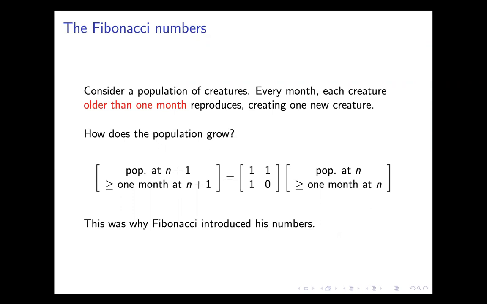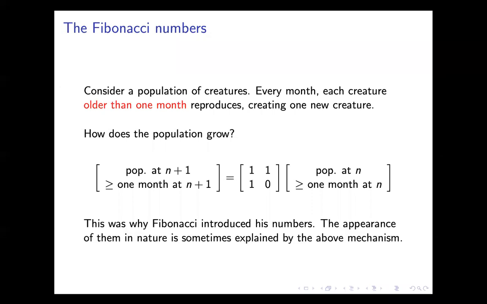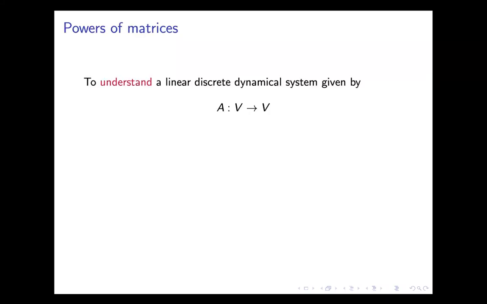People had been working with honey for a long time already, and so he knew about this count. You need to know how quickly the bee colonies will grow. So we have reduced the problem to matrices. In order to understand a linear discrete dynamical system given by this linear transformation, we should compute the nth power of this matrix.